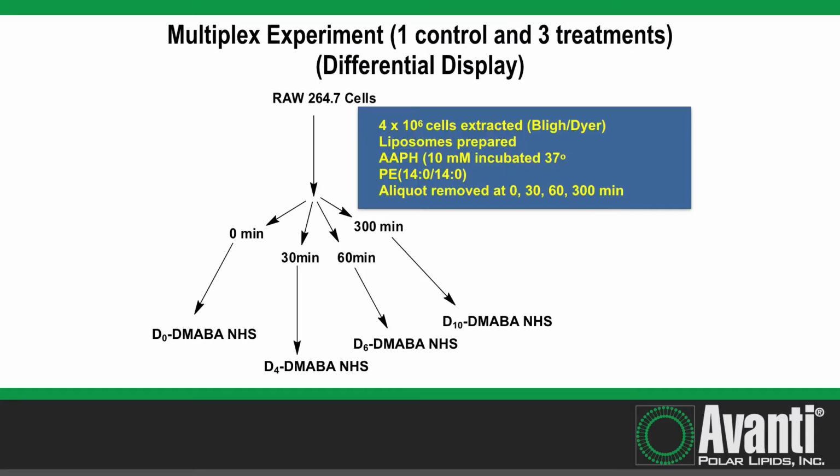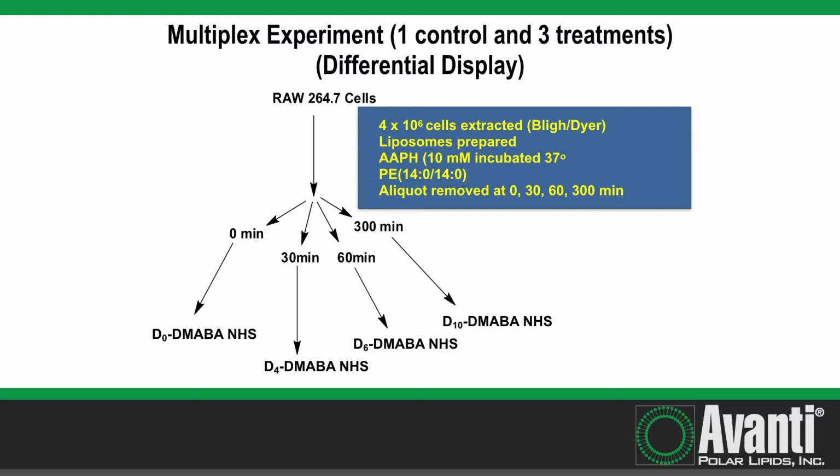We're going to use that to try and understand something about some events taking place with a mixture of phosphatidylethanolamines. So this is the experiment. It's a very contrived, straightforward experiment. We multiplex it and use this differential display to find out what's going on. We take some cells, we extract the lipids with a chloroform methanol extraction protocol. We make liposomes out of these lipids, and now we add to these liposomes a free radical generating system, AAPH, which under constant conditions of temperature and time forms free radicals.